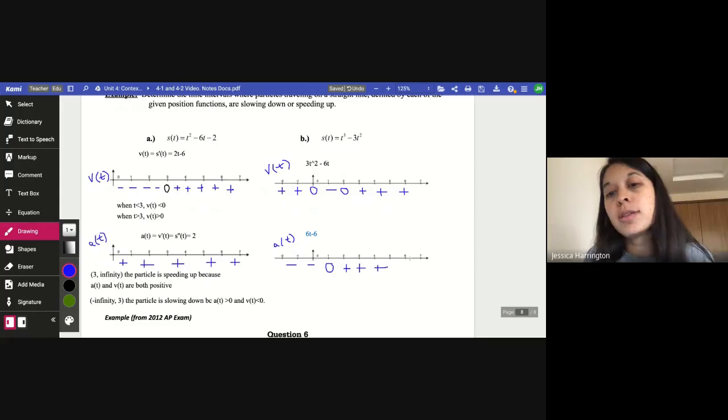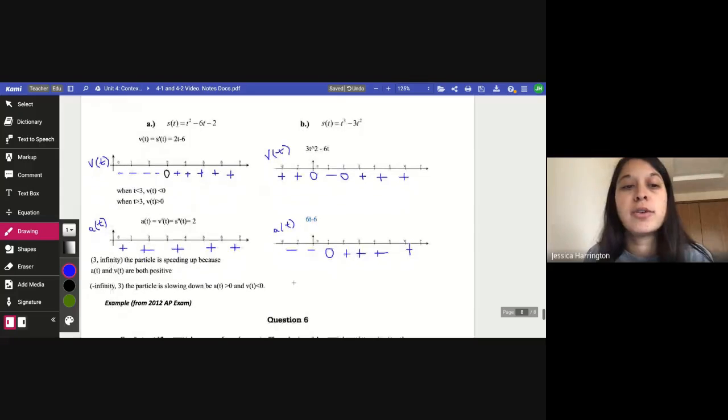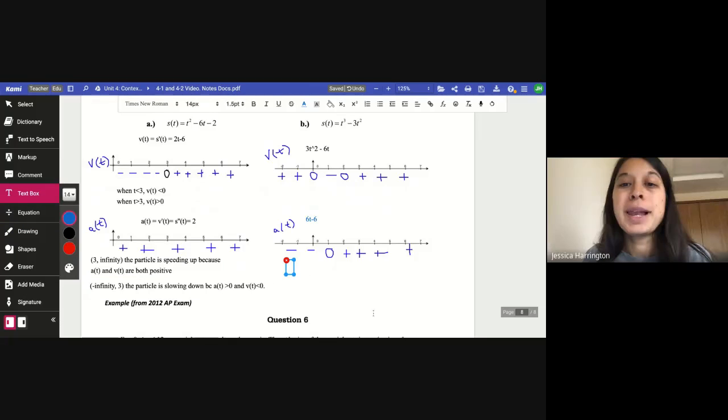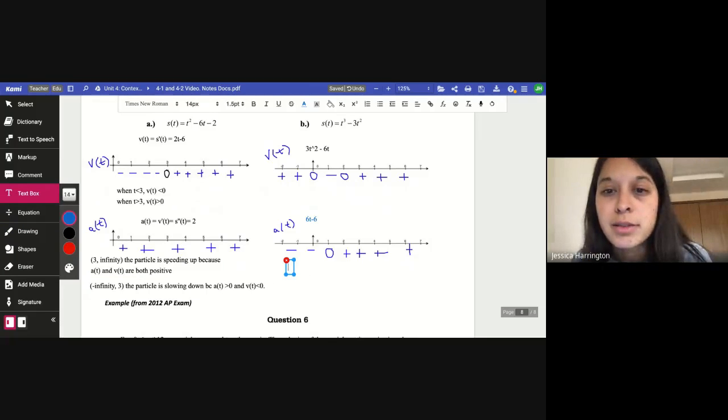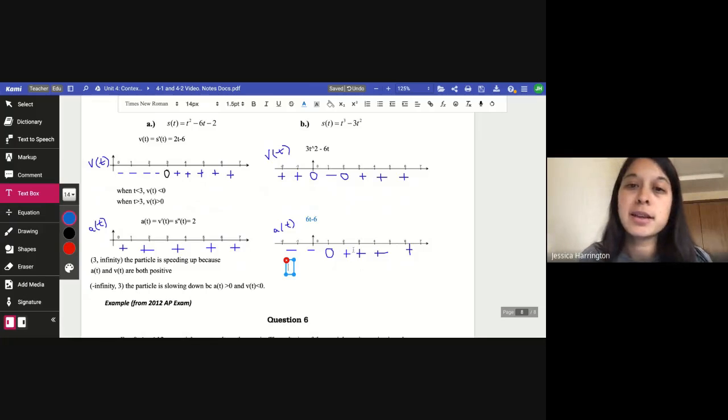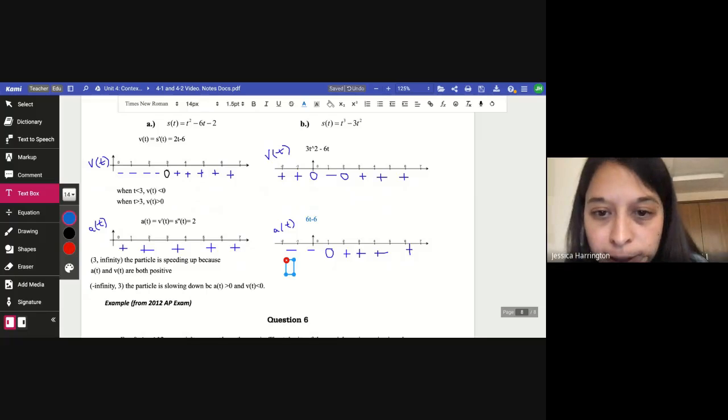So now I'm going to use these sign charts to help me figure out when it's slowing down and when it's speeding up. So is there a place where the signs are the same? I notice that both the velocity and the acceleration are positive when t is greater than 2. Right? So it's speeding up.